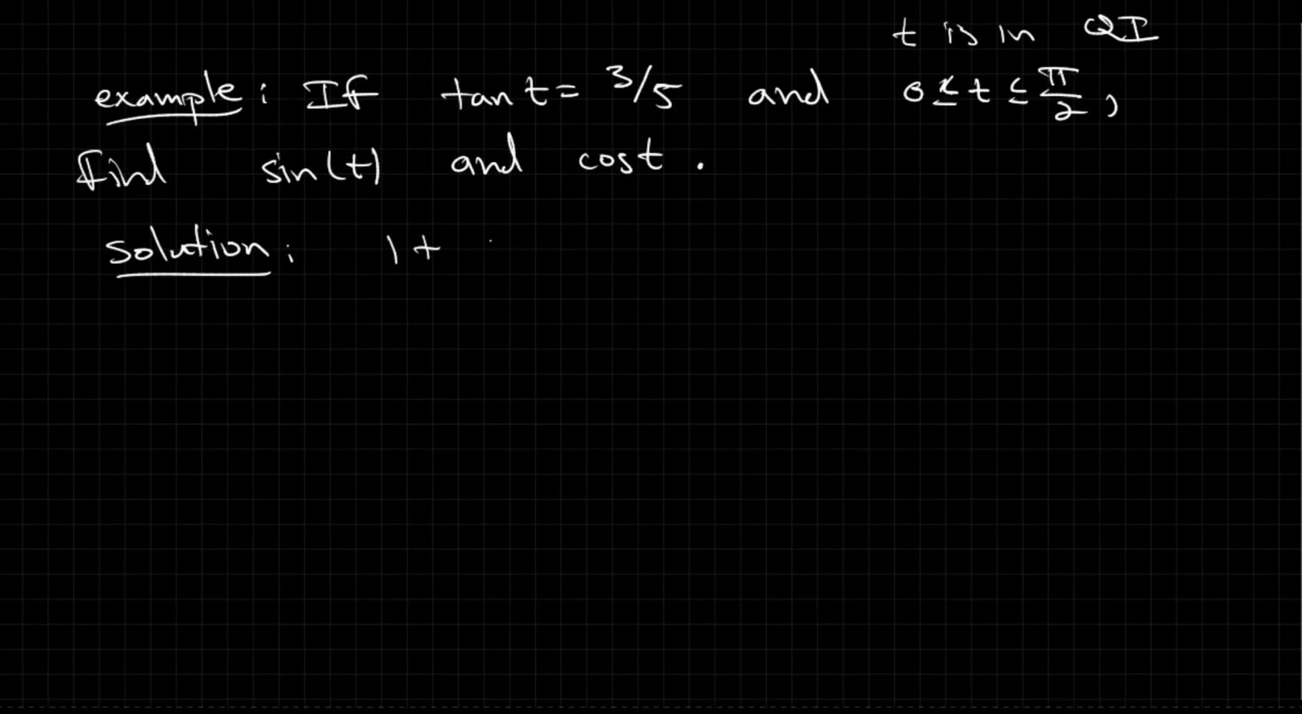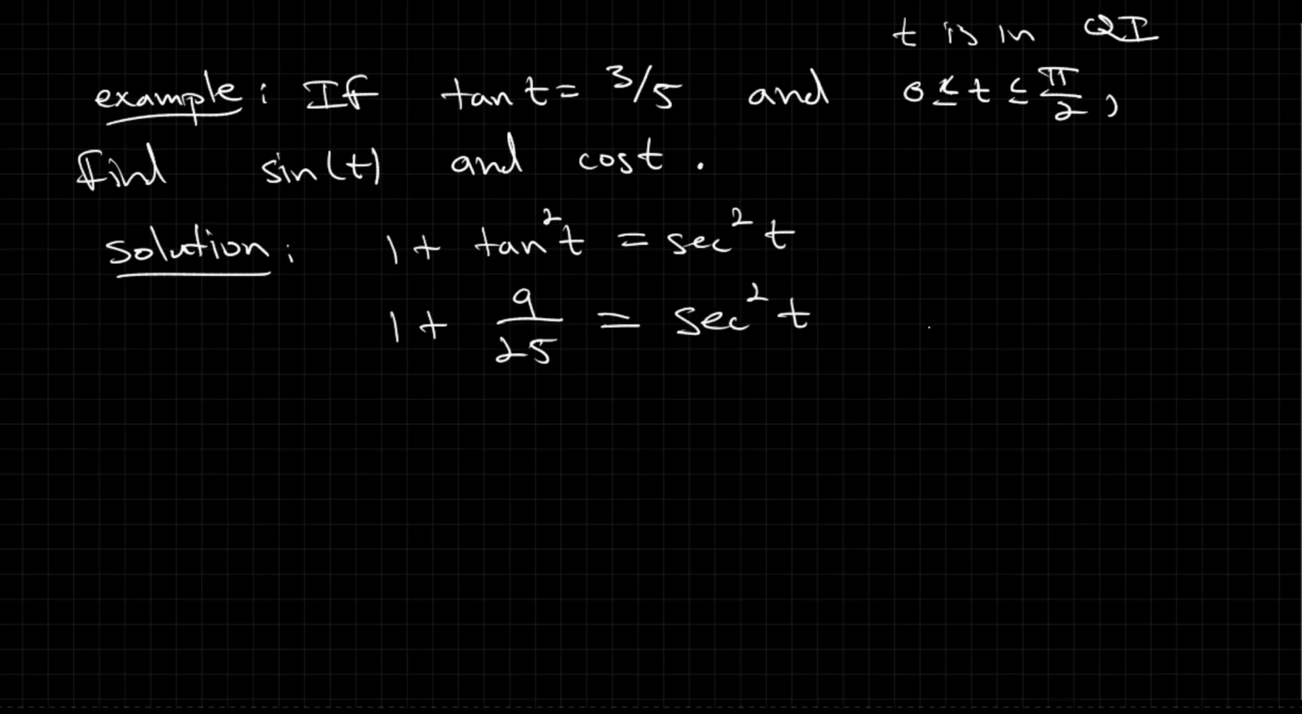So 1 plus tangent squared of t is equal to secant squared of t. And now tangent of t is 3/5, so tangent squared is going to be 9/25. So 1 plus 9/25 is equal to secant squared t. And you can combine 1 plus 9/25 by getting a common denominator. 25 plus 9 is 34, so that means that secant squared t is 34 over 25.